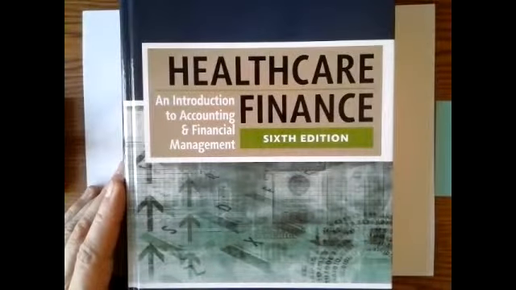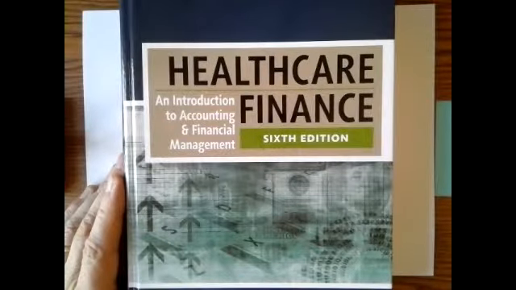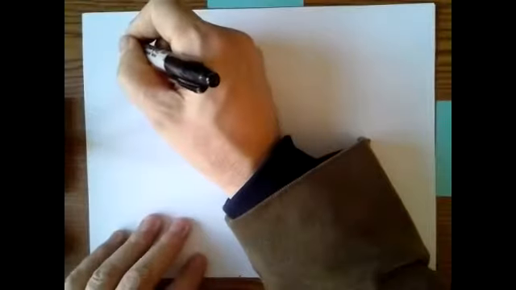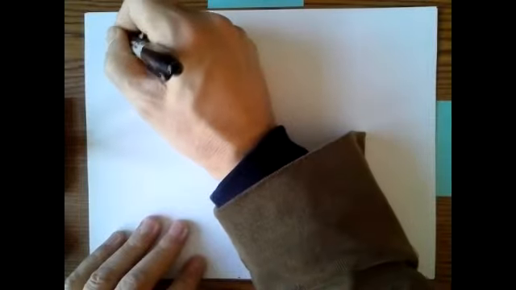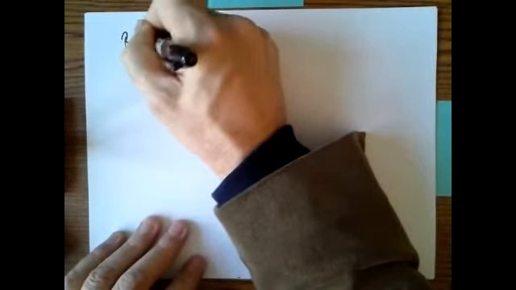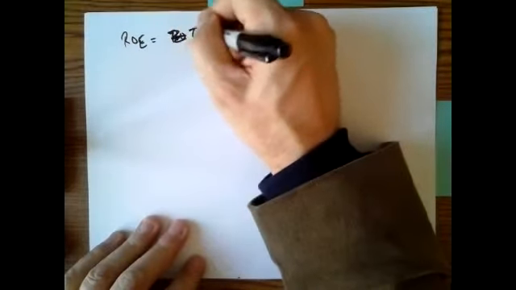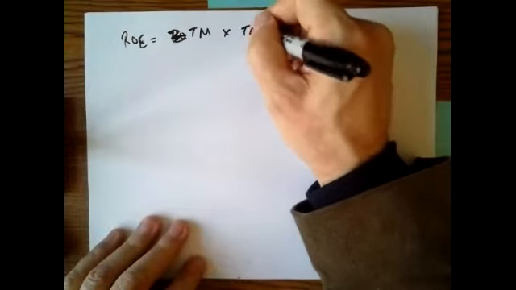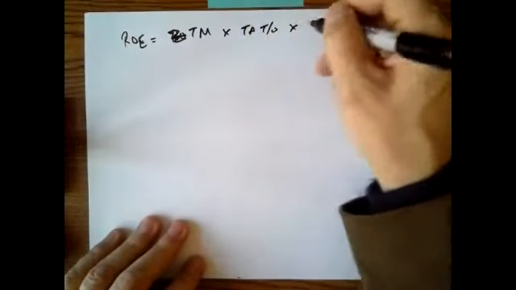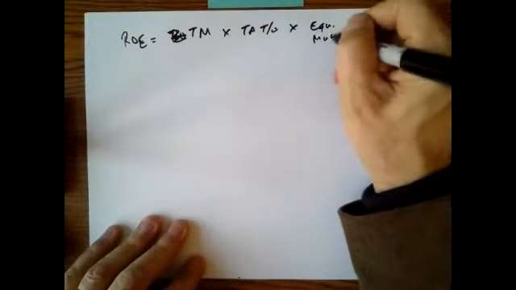This video is going to go through problem 17.7 of Gapenski's Healthcare Finance, 6th edition. And again, we're asked to do a DuPont analysis. So once again, that's ROE equals total margin times total asset turnover times equity multiplier, right?